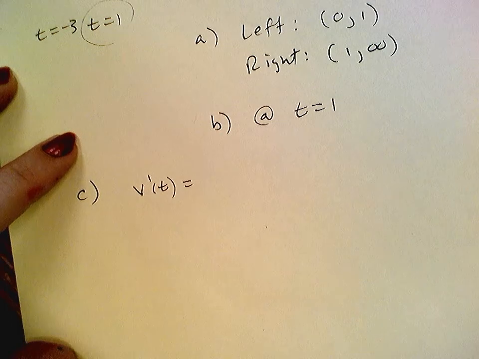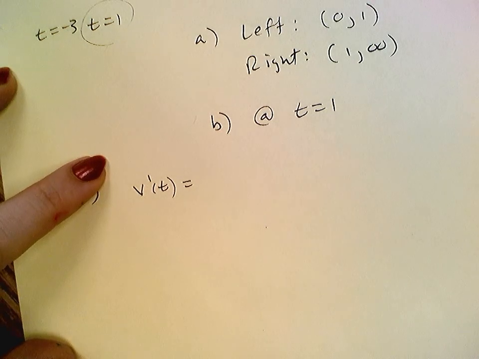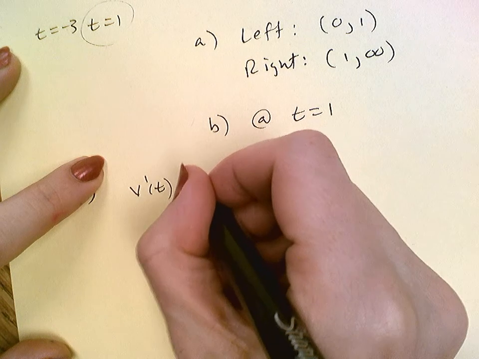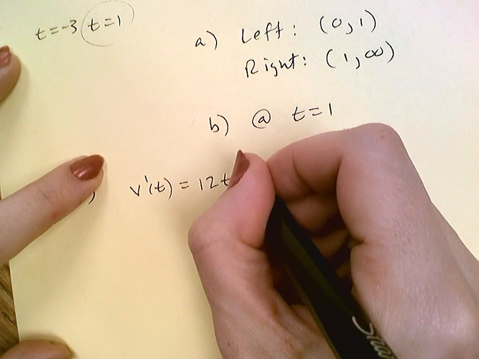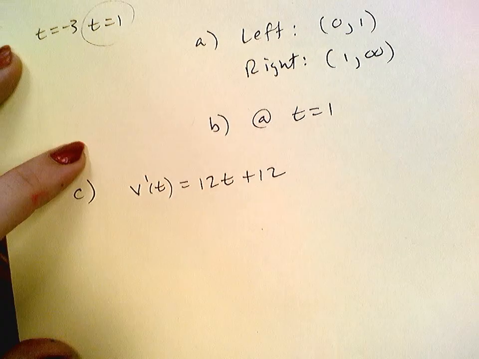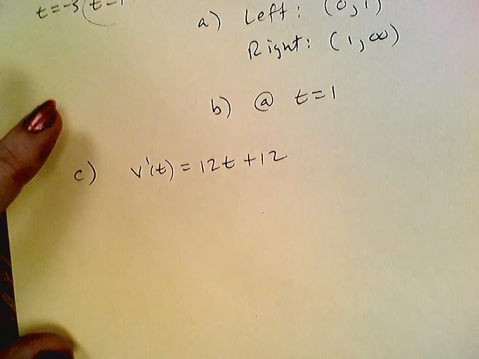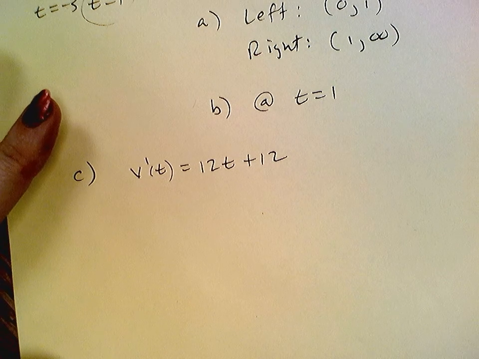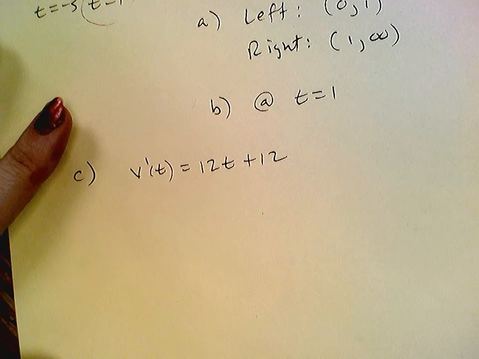I'll do my best. All right, so V prime is 12t plus 12. Right?